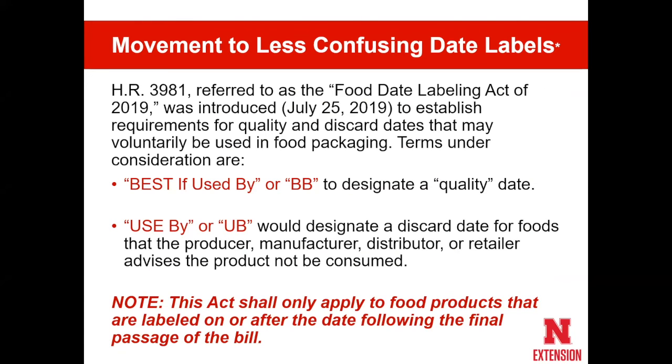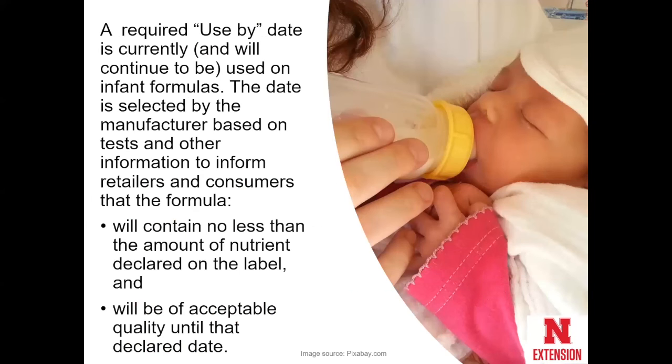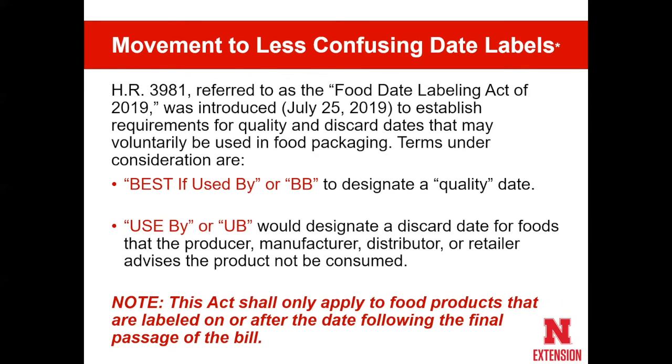So legislation was introduced in July 2019 on standardizing the date labels on food products: Best By or BB, or UB. Best By would designate the quality date, the best date to use a food product before the quality of the food declines. The Use By would be definitely when the food should be discarded.